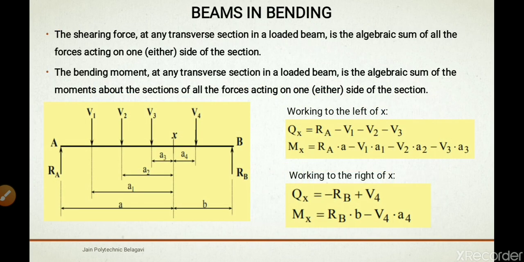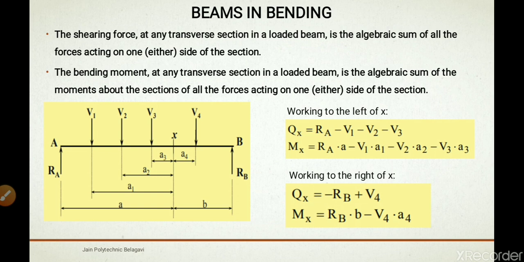So the shearing force at any transverse section in a loaded beam is the algebraic sum of the forces acting on one side of the section. This is nothing but the shear force definition, and as it is said to be the algebraic sum of all the forces acting, whatever the forces are acting, whether action or reaction forces, we have to consider them, but you have to take only one side of the section.